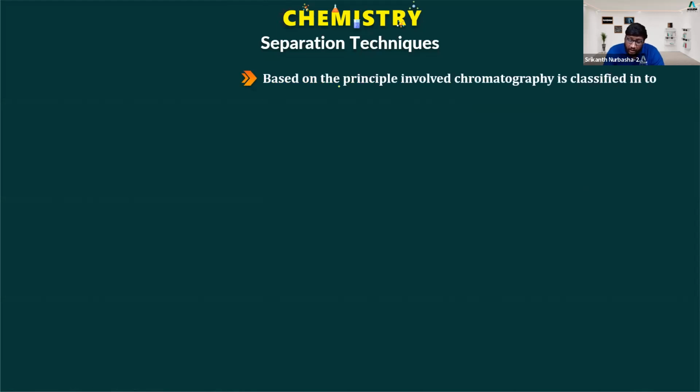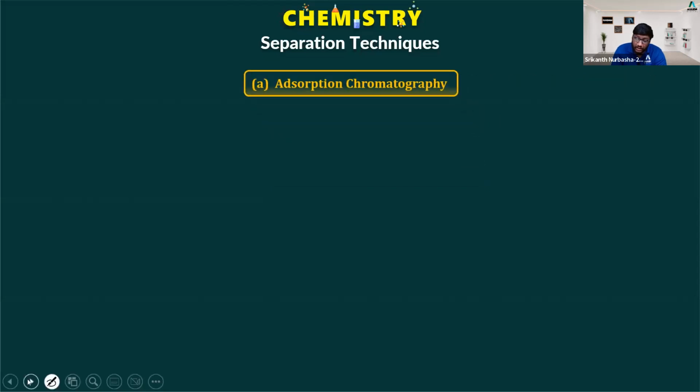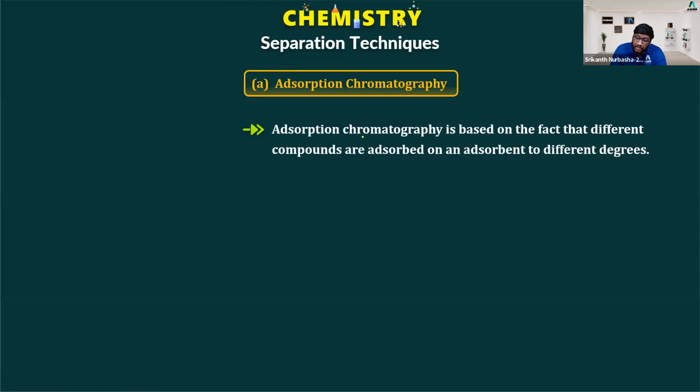Based on the principle involved, chromatography is classified into 2 types: adsorption chromatography and partition chromatography. What is adsorption? What is partition? We'll study. Adsorption chromatography is based on the fact that different compounds are adsorbed on the adsorbent to different degrees. This is the main point.